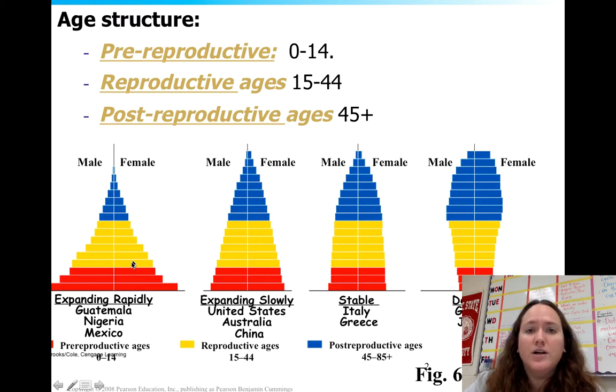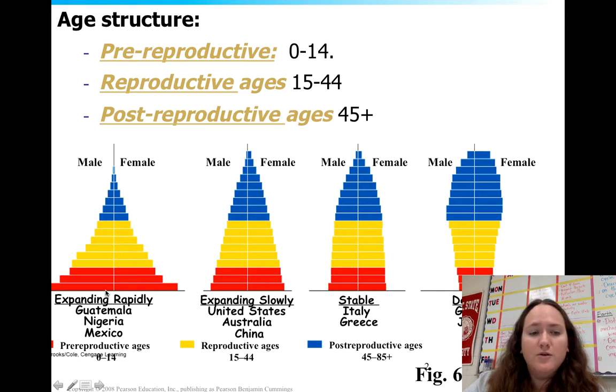Reproductive ages are anywhere from 15 to about 44. And then post-reproductive age groups are anything over 45. So typically people over 45 are not going to be reproducing. Again, sometimes there's exceptions to that, but this is just an average number.